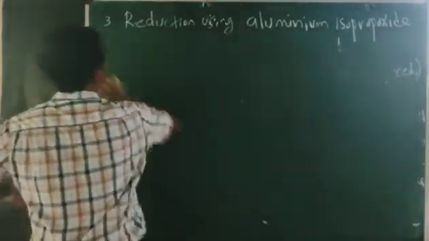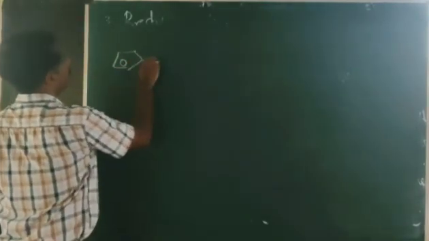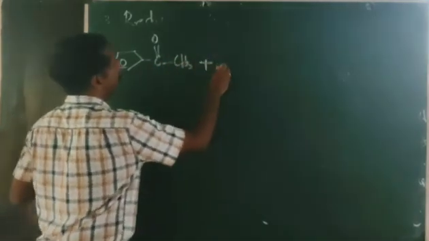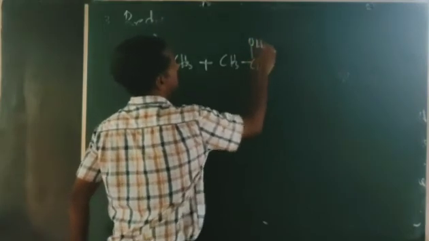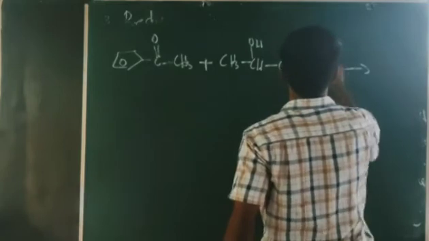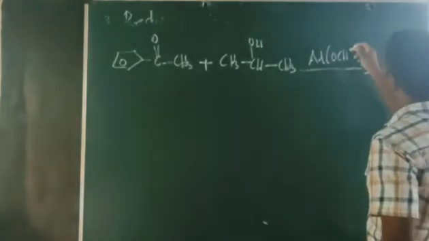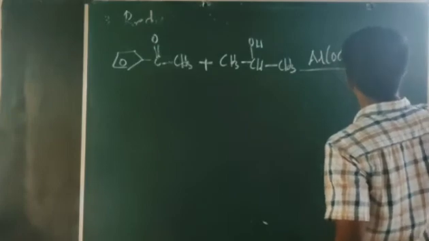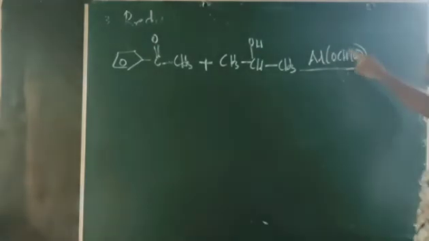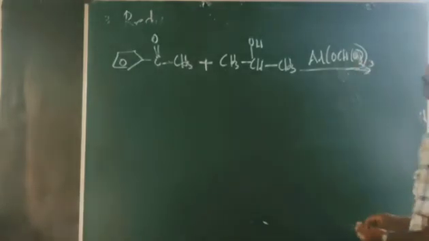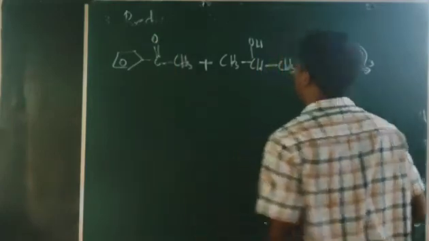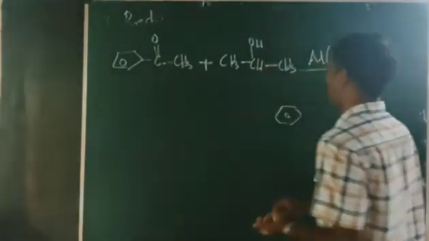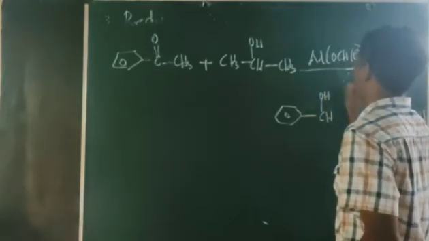Another example for MPV reduction, you can take any example. Look at it here. If you take acetophenone, COCH3, plus isopropyl alcohol CH3CHOHCH3 in presence of aluminium isopropoxide Al[OCH(CH3)2]3, what do we get? The CO group will be converted to CHOH, and we get a secondary alcohol like this. Here it is CHOH, and the CH3 remains.